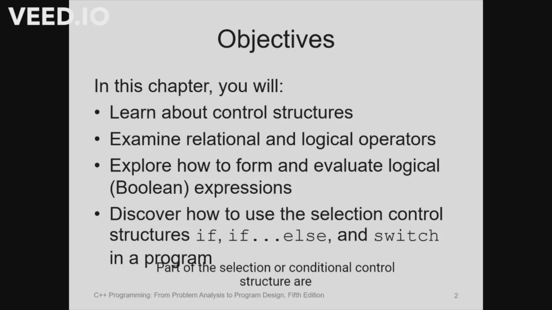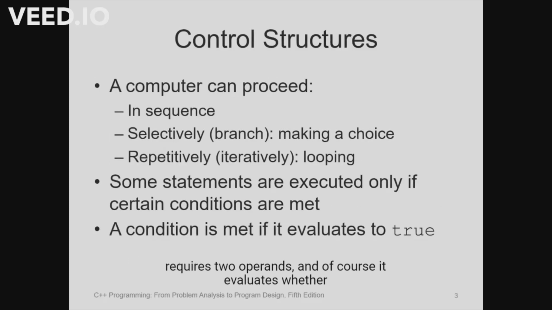Part of the selection or conditional control structure are the relational operators and the logical operators. For the relational operators, a condition is represented by a logical Boolean expression that can be answered by true or false. Relational operators allow us to do comparisons, they require two operands, and of course, they evaluate whether it is true or false.